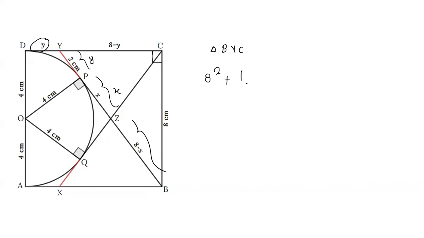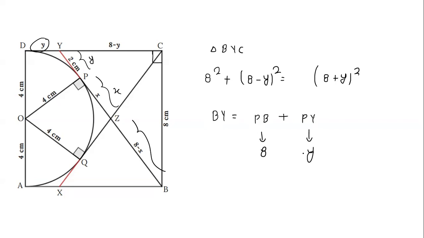So 8 square plus (8 minus y) square is equal to (8 plus y) square, because this BY length is equal to this PB length, which we know is 8, and this PY length, which is y. And PY length is the same as DY because they are the tangents from the same point to the semicircle.